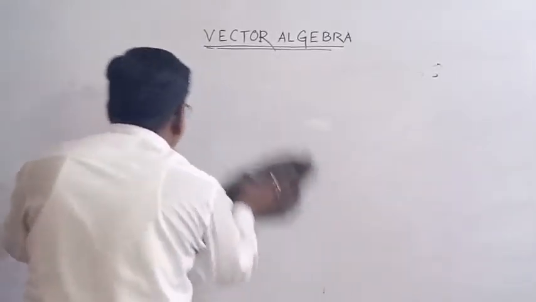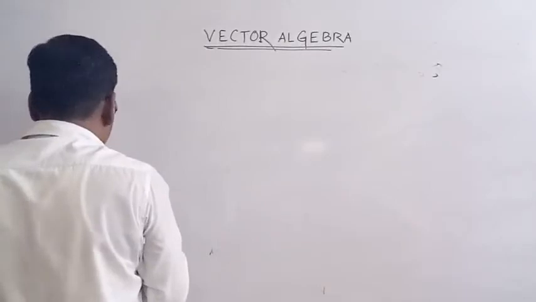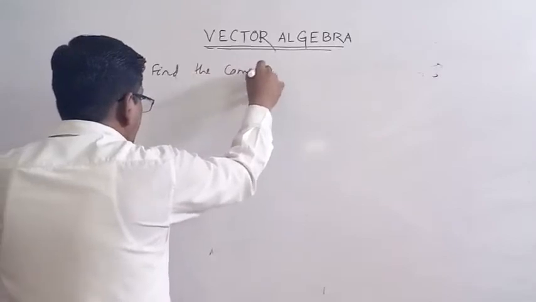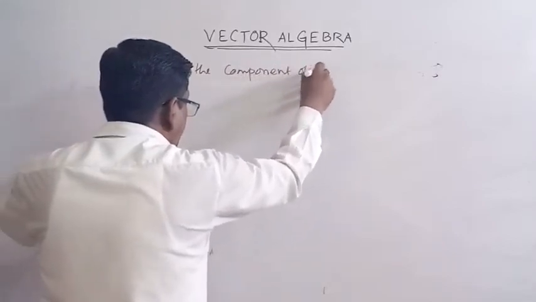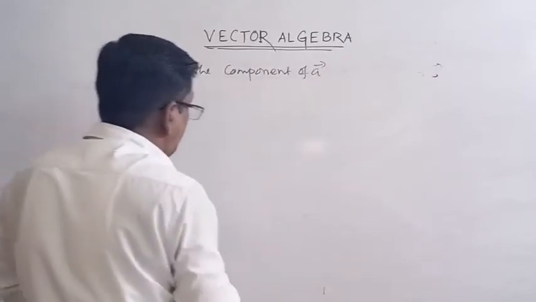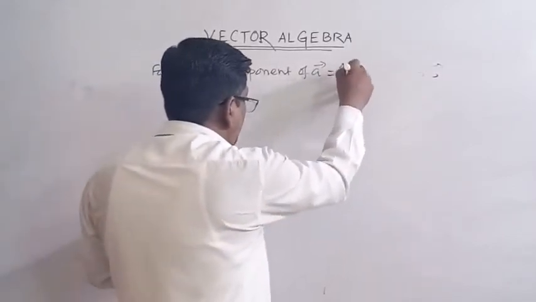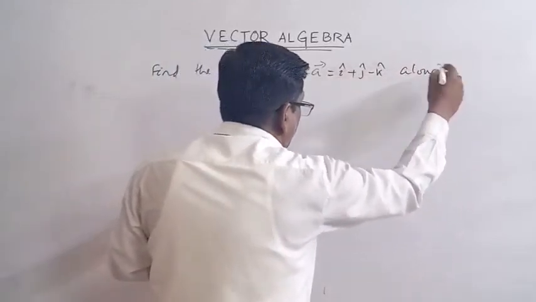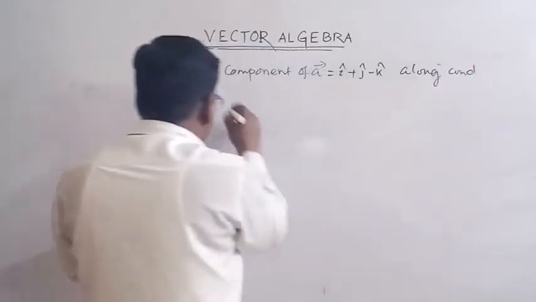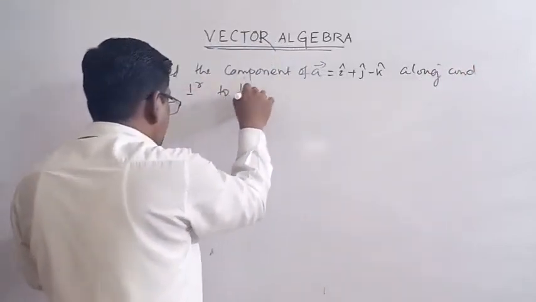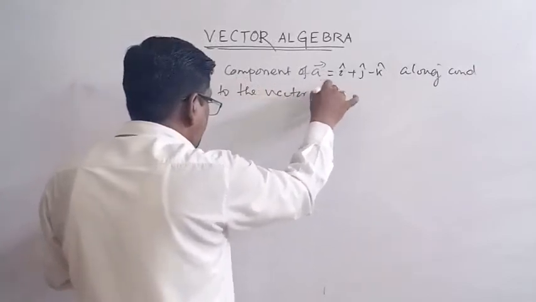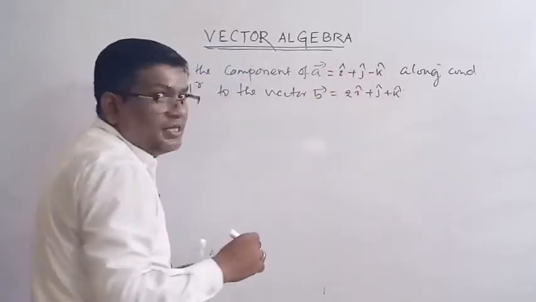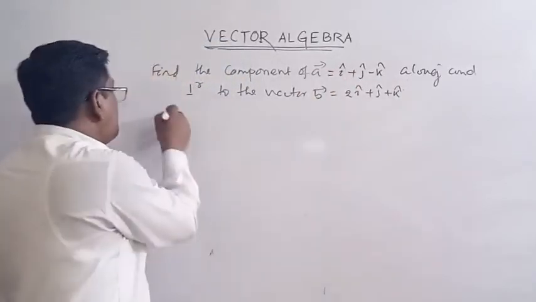Find the vector component of A, that is, find the component of A equal to i cap plus j cap minus k cap along and perpendicular to the vector B, which is equal to 2i plus j plus k. This is the question. So what is your solution?